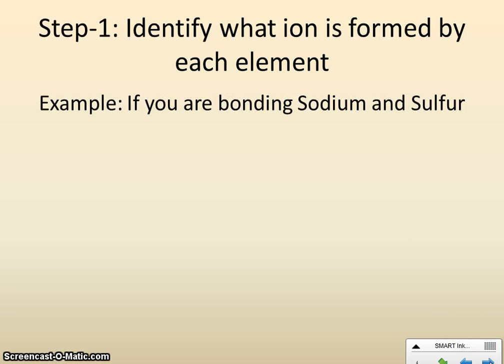Okay, so here's an example, and we're going to work on step 1 for this example. Let's say we want to bond sodium and sulfur. First thing we need to do is identify what ion is formed by each of those. So look at your periodic table and see if you can figure out what ion sodium forms. Sodium's all the way over on the left side, and when it forms an ion, it will have a +1 charge. Sulfur, closer to the right side of your table, when it forms an ion, is going to have a -2 charge. Okay, so here we've completed step 1.